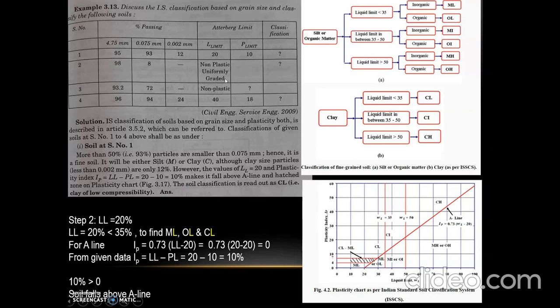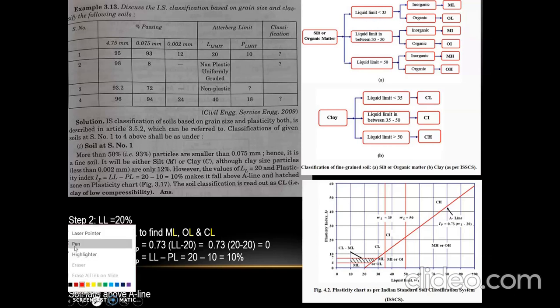So to check that, we are given the value of liquid limit. The value of liquid limit is 20%. So now we will have to move on to this flow chart. We will have to check whether 20% is less than 35, or whether it lies between 35 to 50, or whether it is greater than 50. So here, from these three conditions and from the value of liquid limit given in the problem, we confirm that 20 is less than 35.